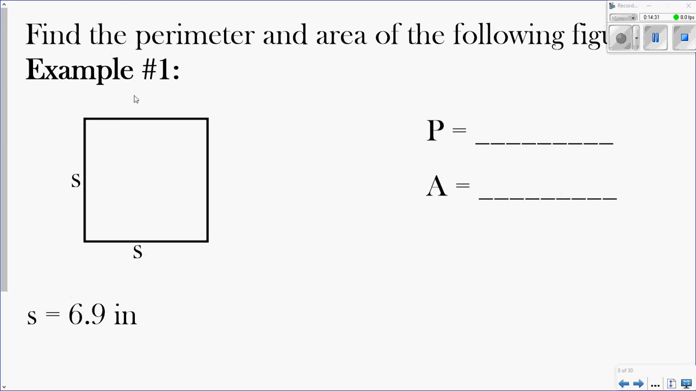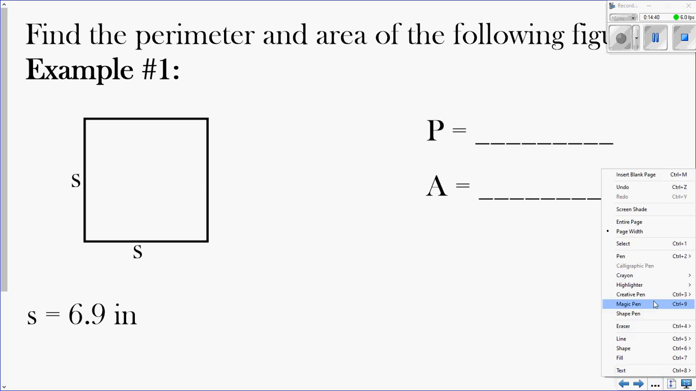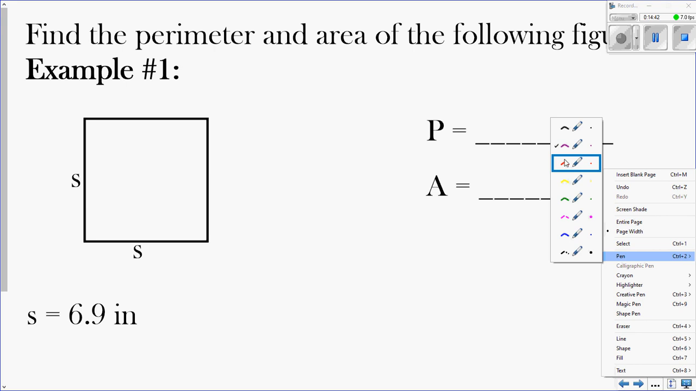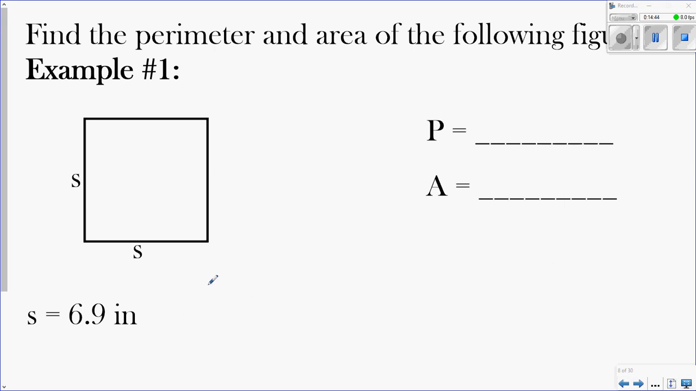So we have examples that we're going to do. We're going to find the perimeter and the area. For this one, we have a shape of a square. They gave you the side. The side is 6.9 inches. They want us to find the perimeter. Since this is a square, for the perimeter we just add up all the sides. You could do 6.9 plus 6.9.